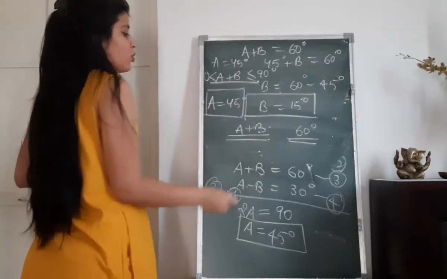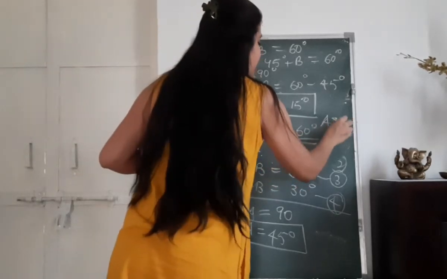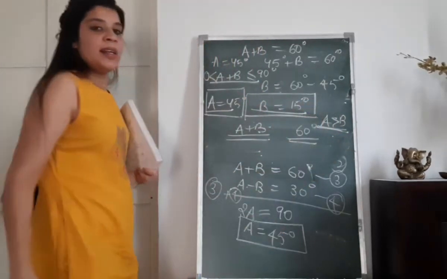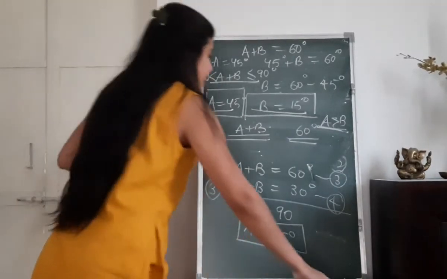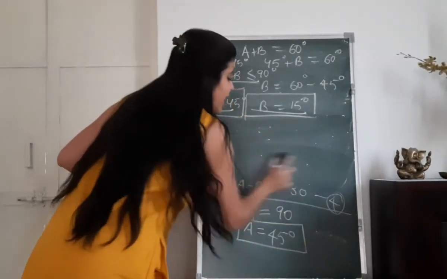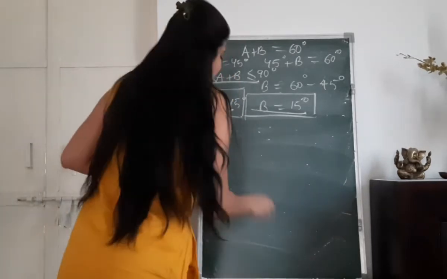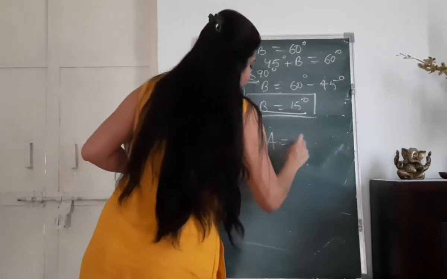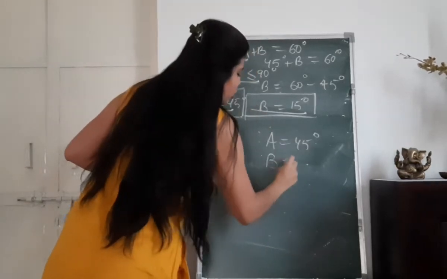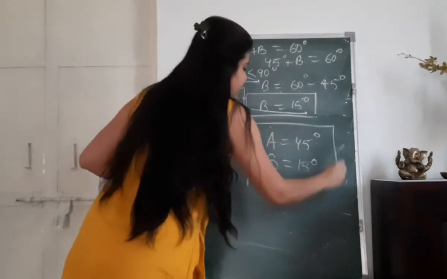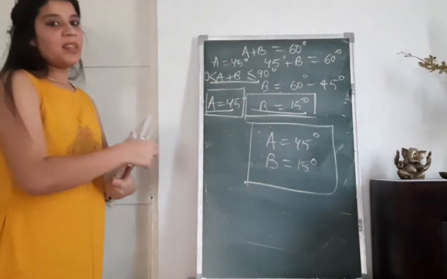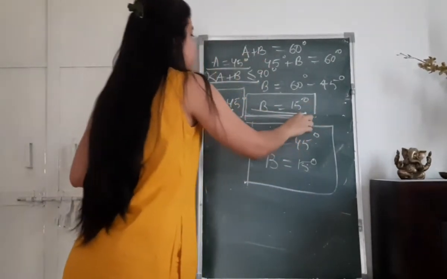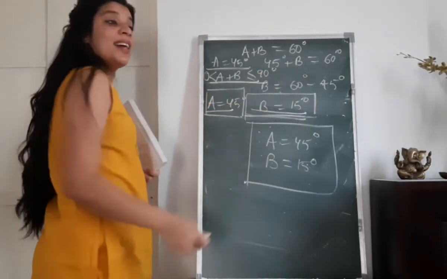The second condition which we have is A is supposed to be greater than B. Is A greater than B? Yes. A is 45 degree and B is 15 degree. So A is definitely greater than B. So therefore I can say both of these values are final. So I can conclude that A is equal to 45 degree and B is equal to 15 degree for this question. So I hope even this question is clear to you. Remember, after calculating the value of A and B, it is still important for you to check these conditions. Okay?